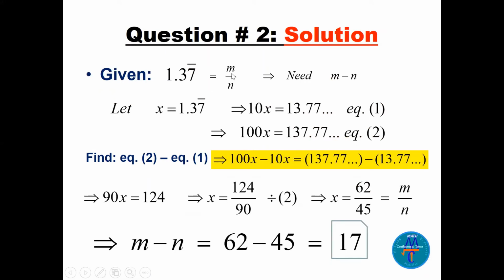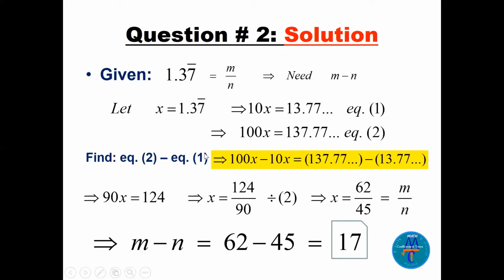Forget now for a few moments about m and n. Let's go to this number. Let x be this number. See, I have 3 here. So I multiply by 10. So 10x will be 13.7777. Let's call this equation 1. Now, the repeating part is also one number, which is 7. It can be 2 numbers. If it is one number, we multiply by 10 again. So 137.777, we call this equation 2.